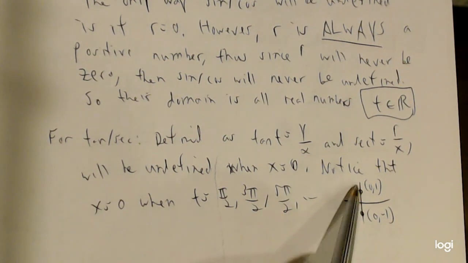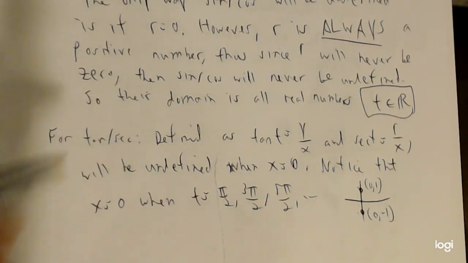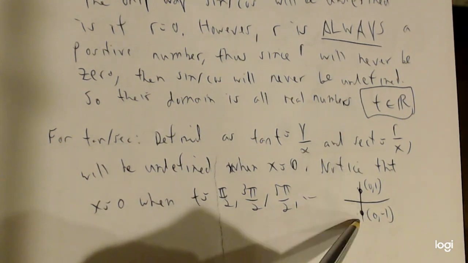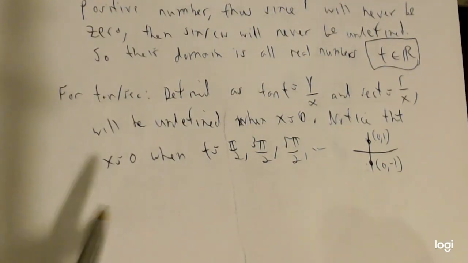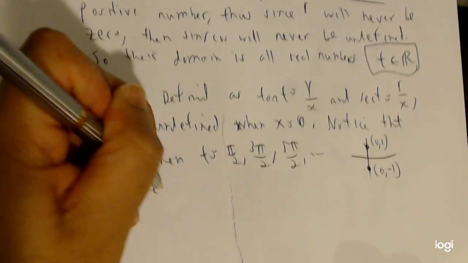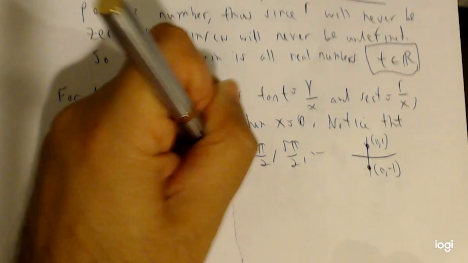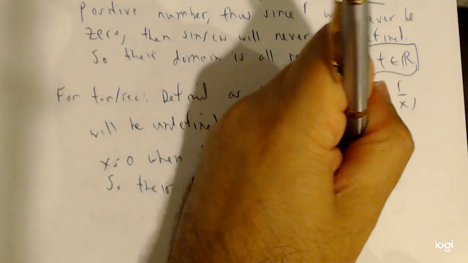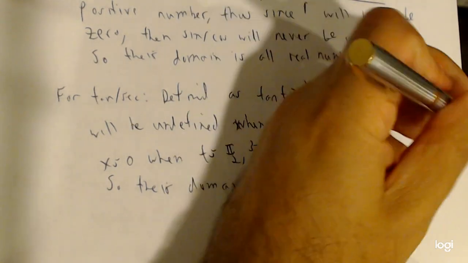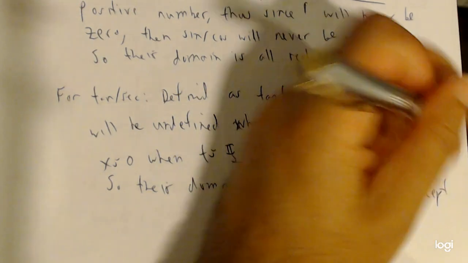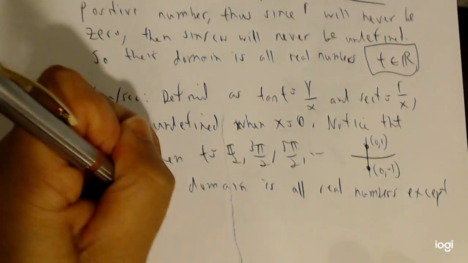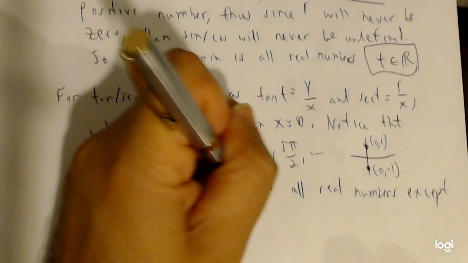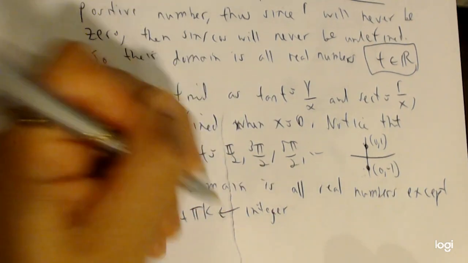Every time that I go from one to the other, I keep adding pi. So what is it that I want the domain of tangent and secant to be? All real numbers except for when you land on the y-axis. And we have a formula for writing that. So we're going to say their domain is all real numbers except t can't equal pi over 2 plus pi k, and k is an integer.